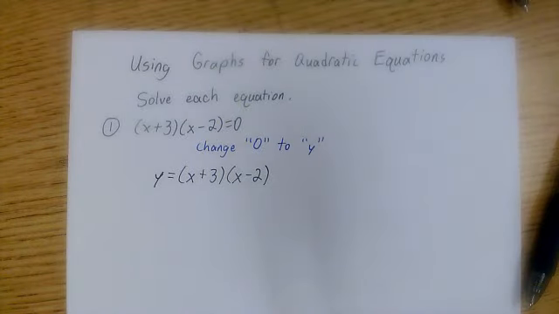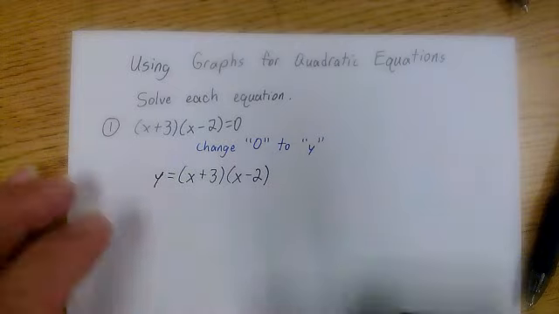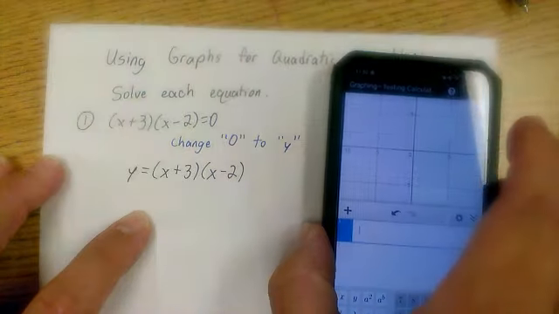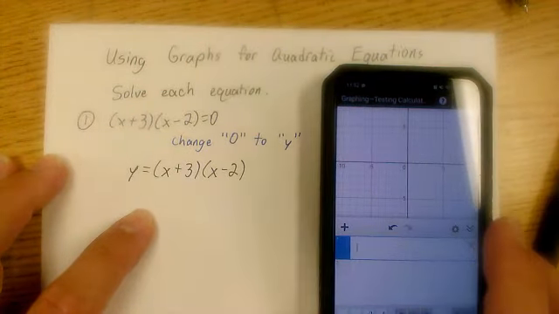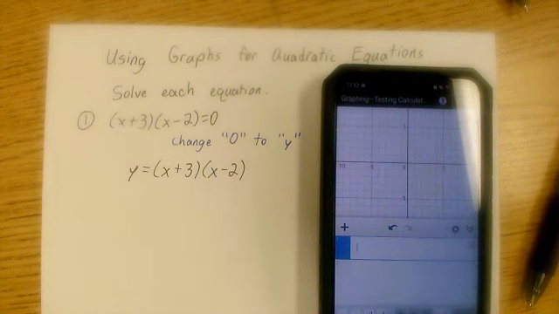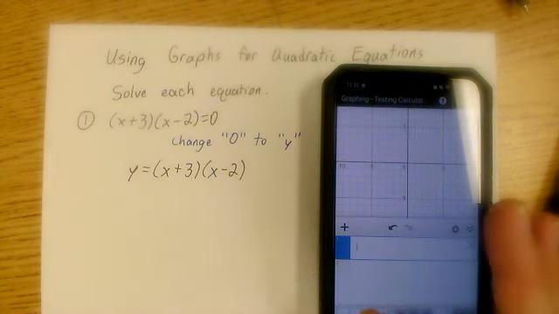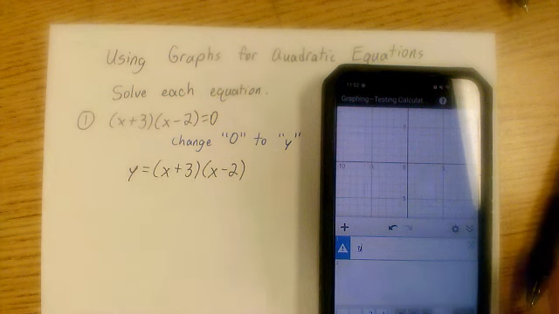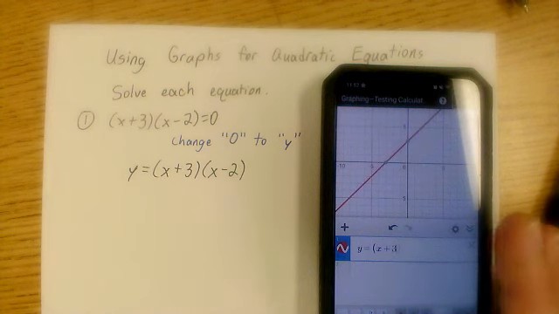The graphing calculator I'm going to be using is the Desmos instead of the TI-84 or something else. So this is pretty handy. I've got my Desmos calculator here on my phone. Reminder in class, please be only using the web-based version on your Chromebook. Do not be using your phone. So I'm going to go ahead and graph this out. Y equals x plus 3 times x minus 2.